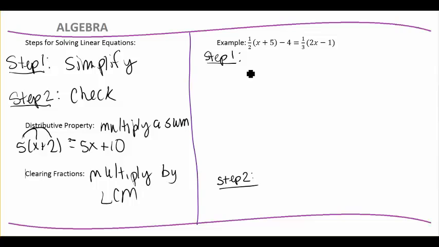We have fractions, so let's clear the fractions. The least common multiple of 1/2 and 1/3 is 6. So we're going to multiply both sides of the equation by 6.